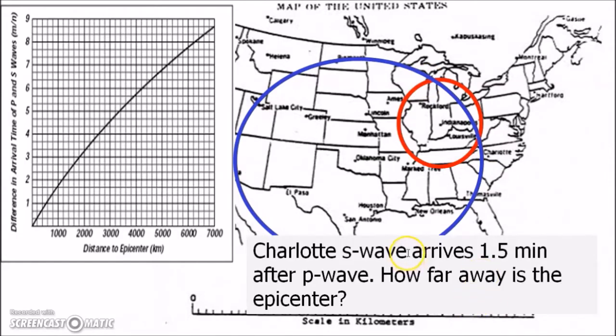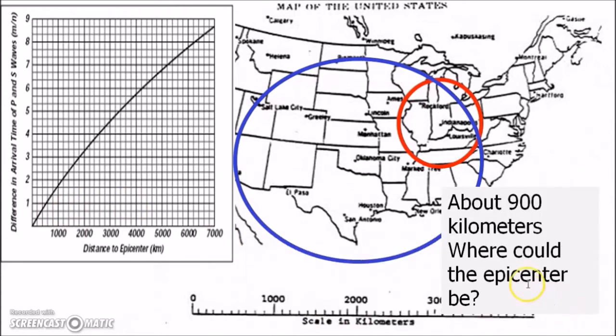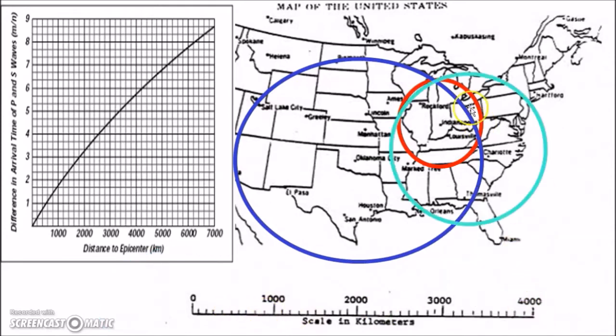And then finally, we're going to use Charlotte. Here's Charlotte. And Charlotte's S wave arrives 1.5 minutes after the P wave. How far away is the epicenter? Here's 1.5 minutes. Go across here, this line, down to here. And we see that the distance is about 900 kilometers. Make our circle. 900 kilometers is going to be here. And we draw that circle.